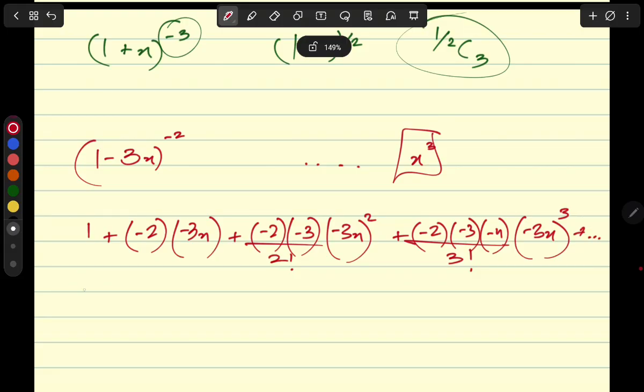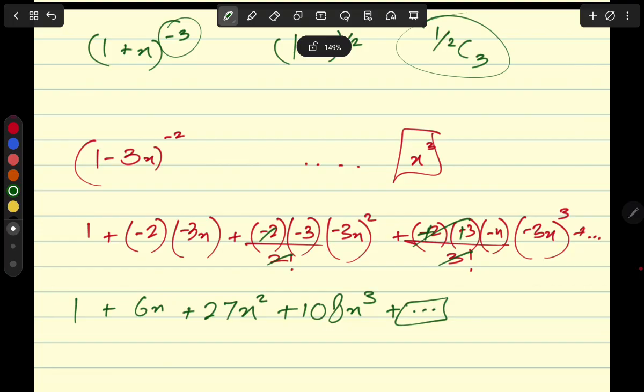So now this is going to become 1 plus 6x, and this is going to become 2 times 3 is 6, negative negative positive, 6 upon 2 is 3. So 3 times 9x squared is plus 27x squared. And this term is going to be, so 3 factorial is going to cancel this, and negative negative becomes positive. Minus 4 times minus 27x cube is going to become a positive 108x cube, right? Plus dot dot dot, we call it ellipsis. So this shows that this is going to go on and on and on.